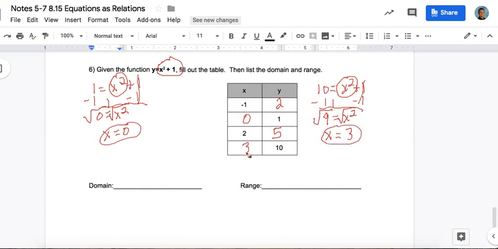So put 3 here. And now we just have to list our domain in order from least to greatest. And then the same with my range, which is my y values from least to greatest.